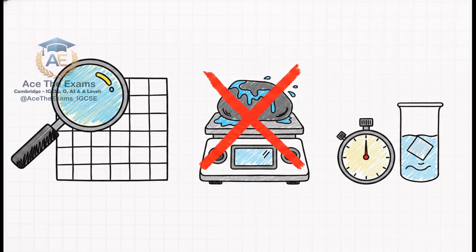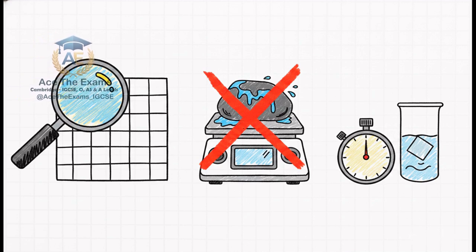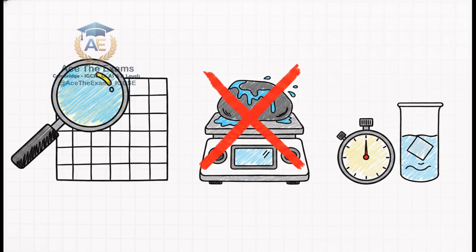The wet rock is going to have water clinging to it. It will have an artificially higher mass, which completely ruins the density calculation. The correct sequence is always dry mass first, then volume. Examiners note this specific contextual mistake constantly.